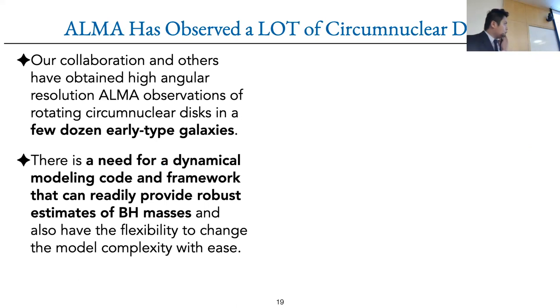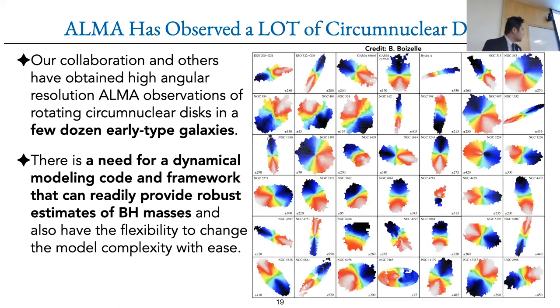So when I arrived on the scene here in 2017, there was already quite a bit of ALMA data recorded. Just to give you an idea, there were a few dozen rotating disks that had been observed with ALMA before I arrived and even since I arrived. And so there was a need to develop a framework that could readily provide robust estimates of black hole masses and have model flexibility to account for motions that may not be perfectly circularly rotating and other aspects as well, which I'll talk about in the coming slides.